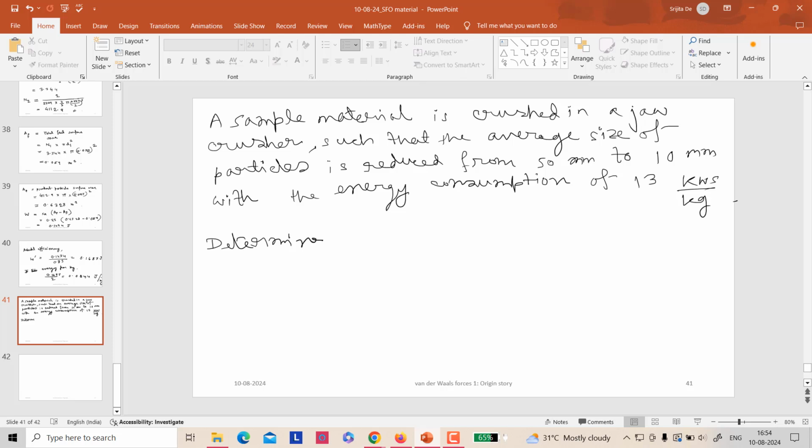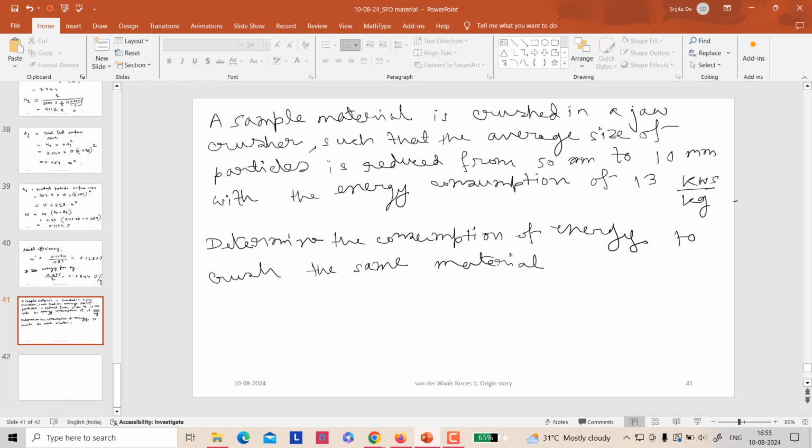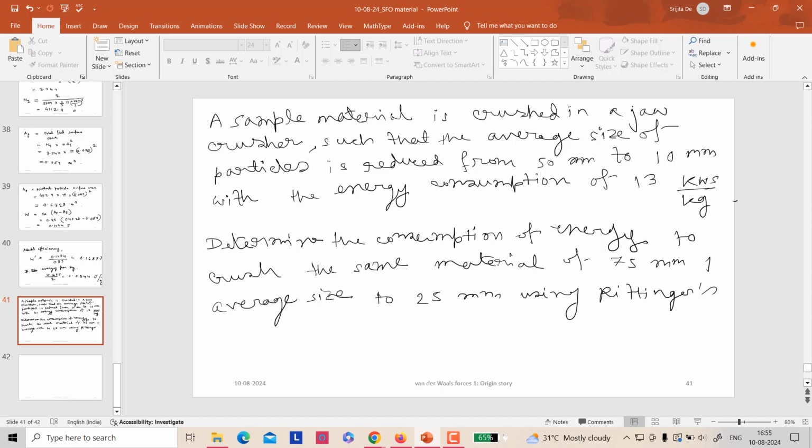Determine the consumption of energy to crush the same material of 75 millimeter average size to 25 millimeter using Rittinger's and Hick's law.